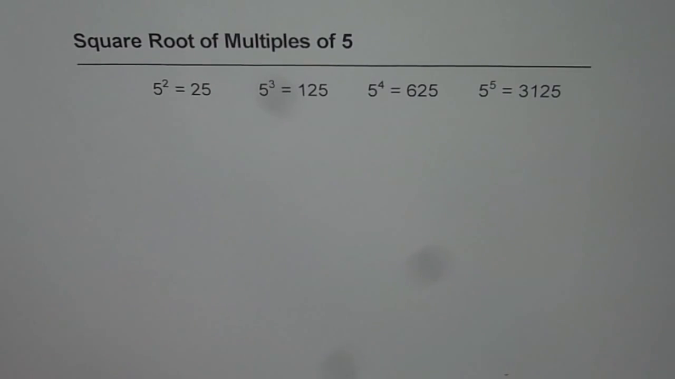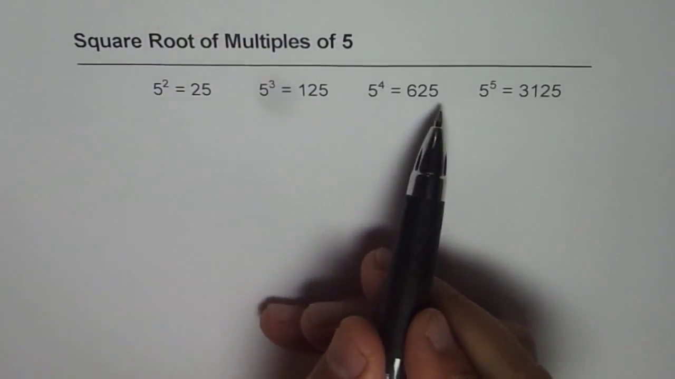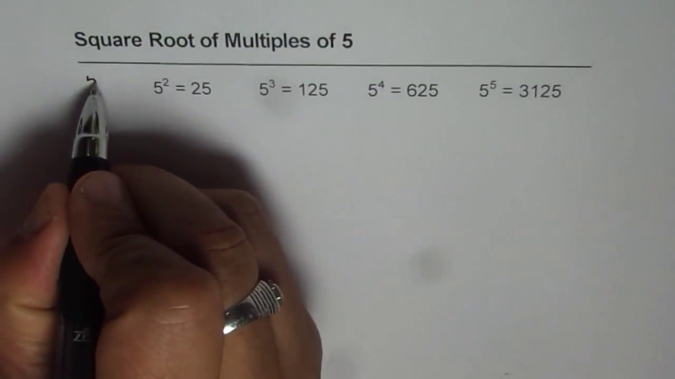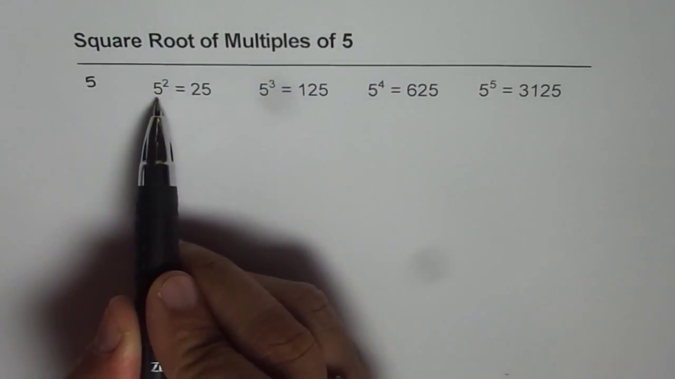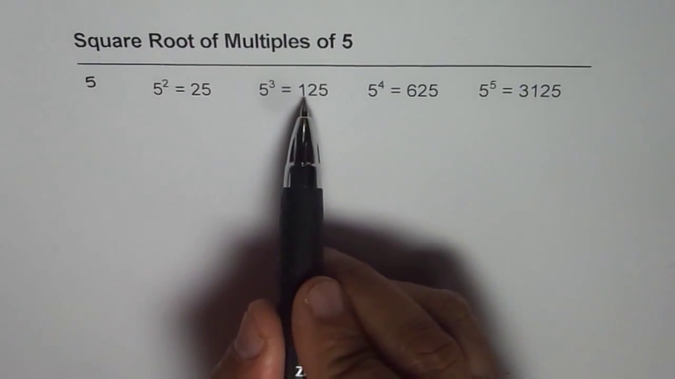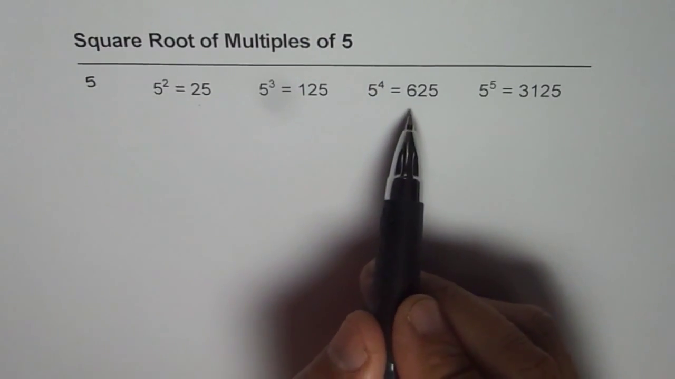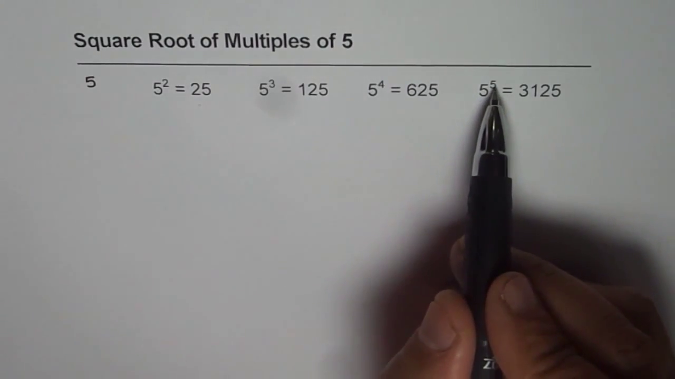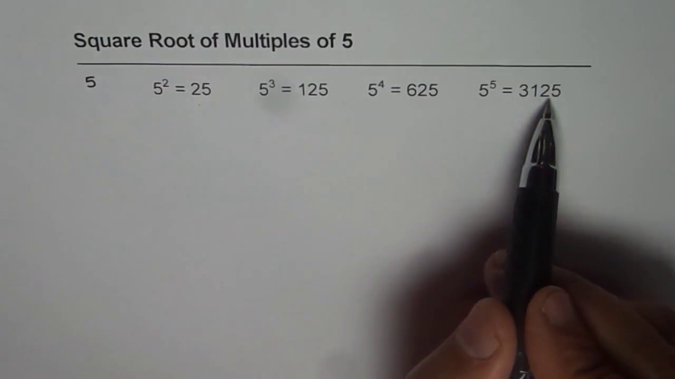I'm Anil Kumar, and in this video we will learn how to find the square root of multiples of 5. For your convenience, we have already given you exponents of 5. Starting with 5 to the power of 1, which is equal to 5, 5 to the power of 2, that means 5 times 5, is 25. Now 25 times 5, which is 5 cubed, is 125. 5 to the power of 4 will be 25 times 25, 625. 5 to the power of 5 will be 625 times 5, 3125, right?